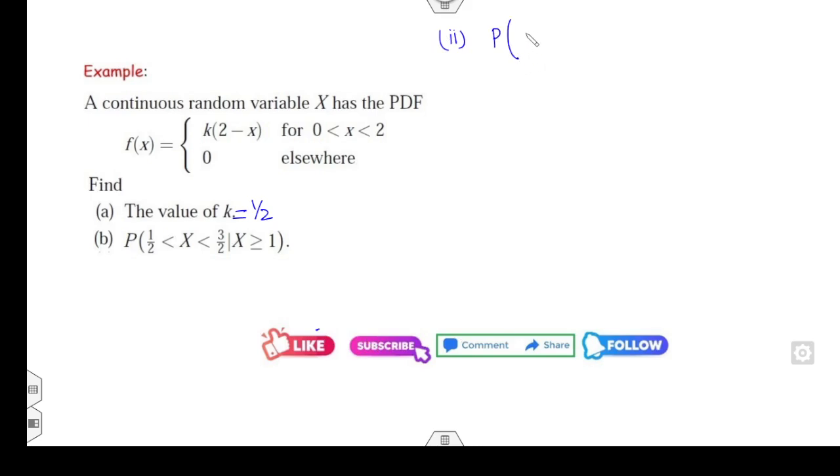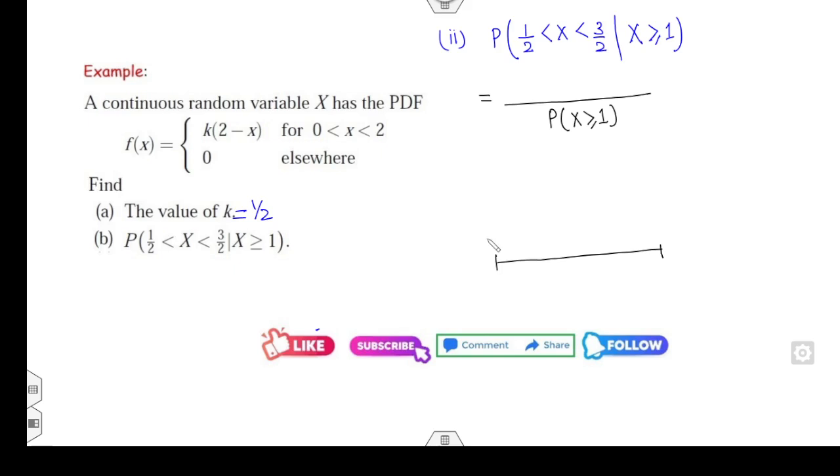Now probability of half less than x less than 3 by 2, given the condition x greater than or equal to 1. So how can you write that? Again, the denominator portion is x greater than or equal to 1. So now you can draw that. Now in this case, my domain is 0 to 2. Look at the number 1, which is greater than. This is my denominator.